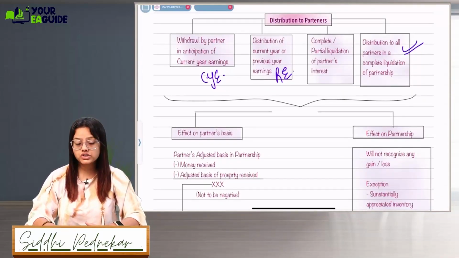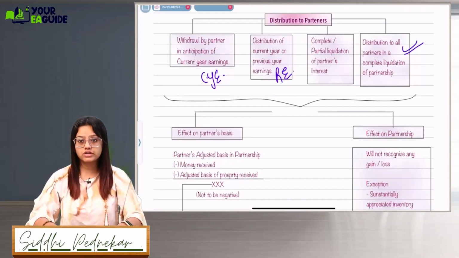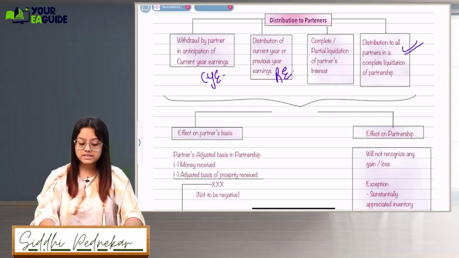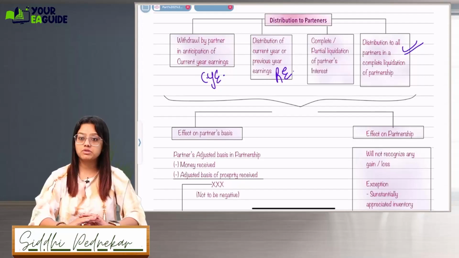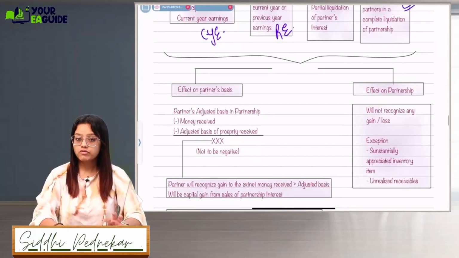Complete or partial liquidation is there, meaning you are totally disposing of your interest, and distribution to all partners in case of complete. See here, the partner is selling or exchanging or transferring his interest. Here the partnership firm is totally getting liquidated. So these are the 4 types of distribution.